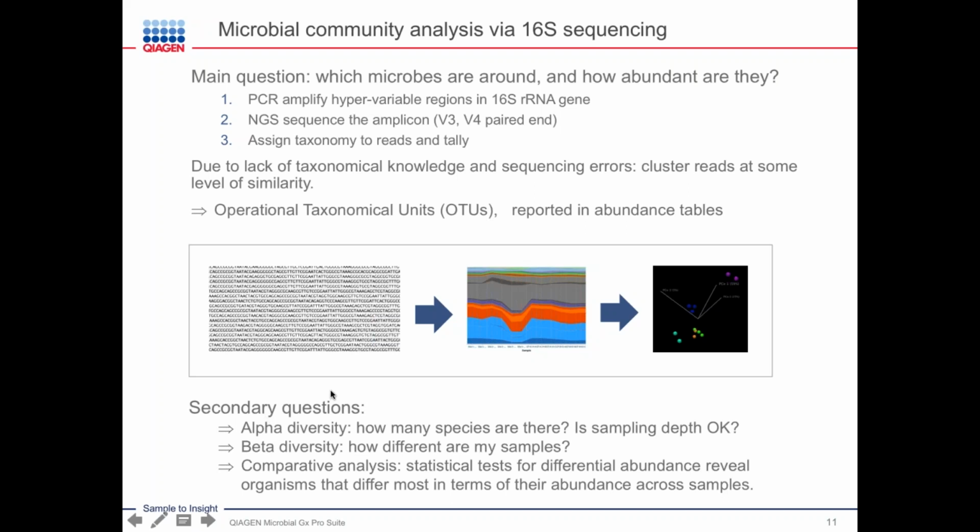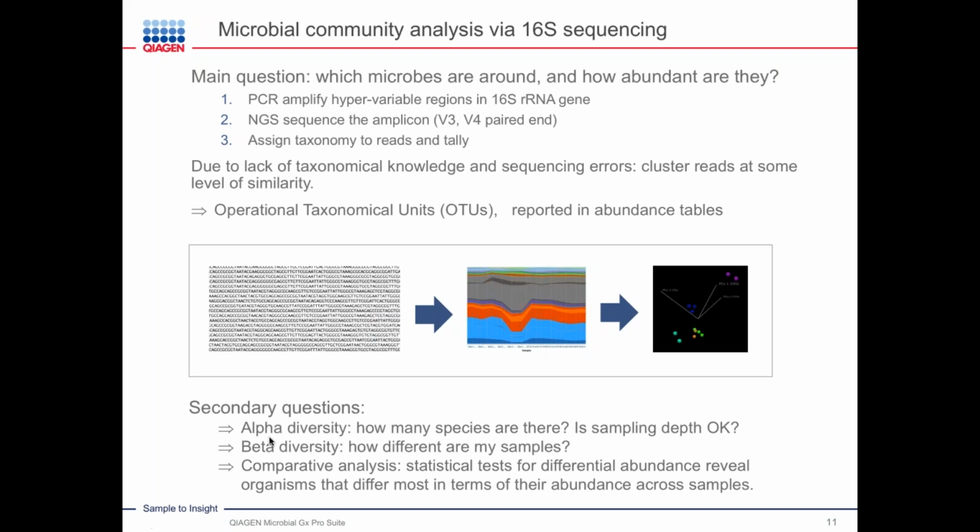Another question that often arises as a consequence of having the first questions answered is how many species are there? So how diverse is my sample? And how does diversity change, for example, with patient or environmental condition? Often this is also investigated to understand, was my sampling depth okay, or do I need to sequence more to capture the full diversity of my sample?